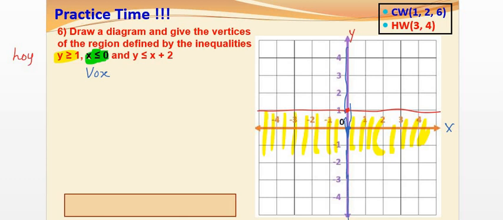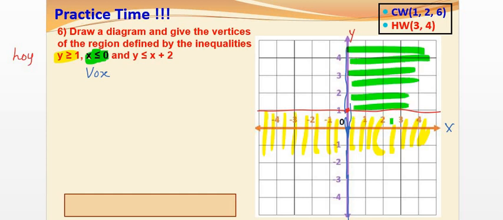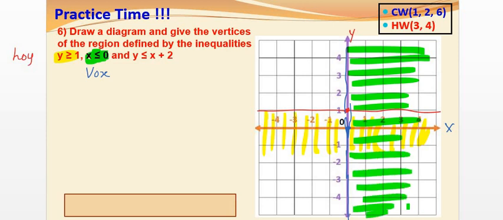Okay, and then which side will be shaded now? Because it says x is less. So on this side we have the lesser numbers, and on this side we have the greater numbers. So all this side will be shaded because we do not need the numbers greater than 0, right? So this side will be shaded.